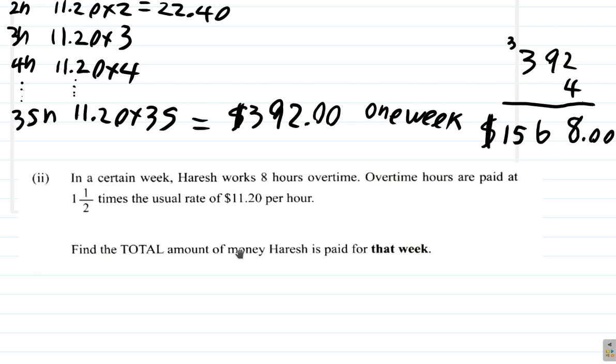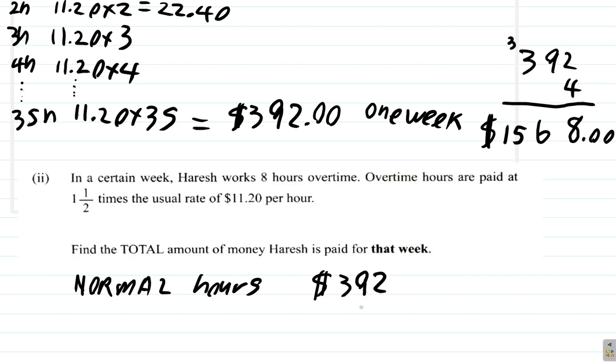Okay, you pause and work it out. Let's go through it together. Now, remember, he works his normal hours. We already know that it's $11.20 by 35, we worked that out already. So during normal hours, he earns for that week $392.